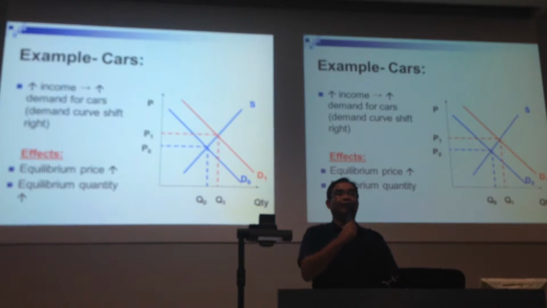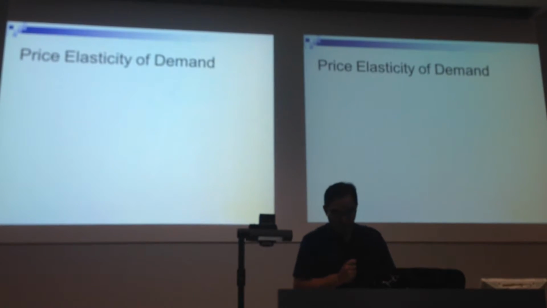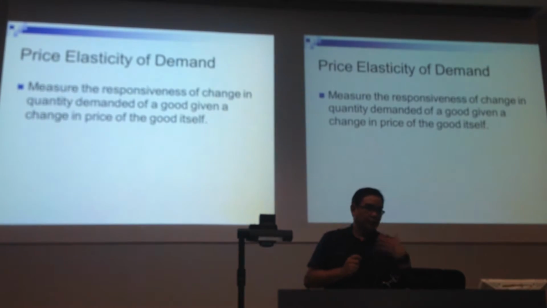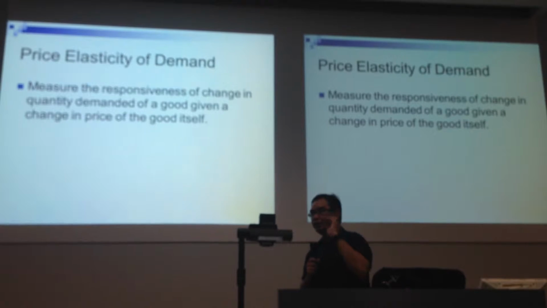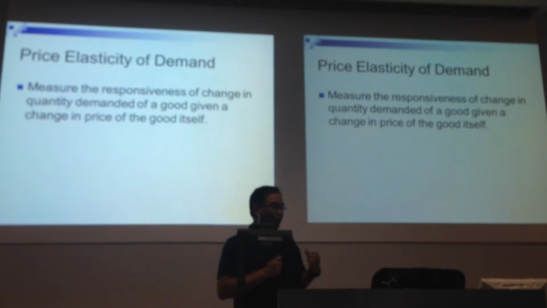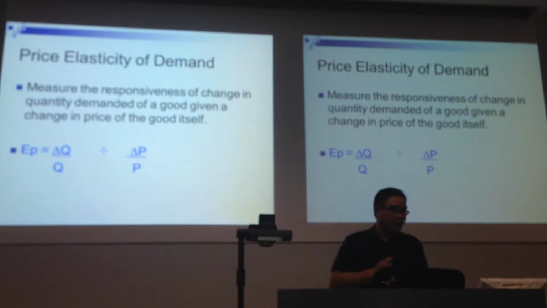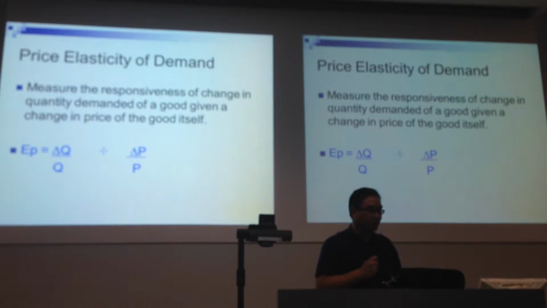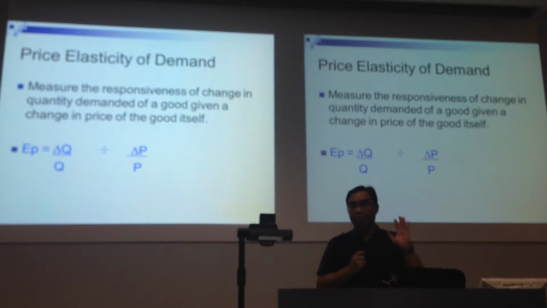Okay, so three types of elasticity that we covered. The first is price elasticity, which measures how much the quantity demanded will change for a given change in the price of the good itself. Okay, and this is the formula: change in Q over Q divided by change in P over P. Formulas will not be given, so you have to memorize or remember all the formulas.